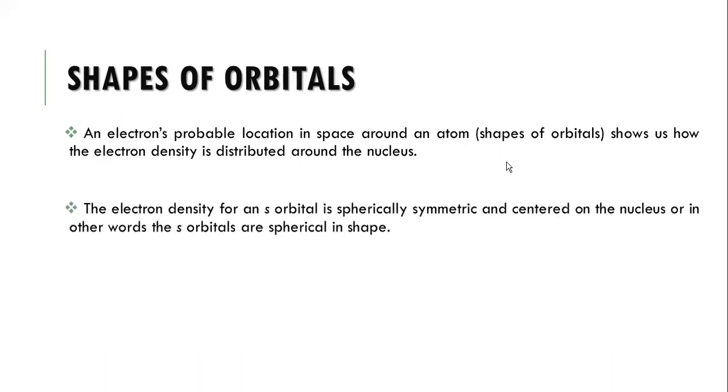So when we speak about that, we have different orbitals here. After you study electron configuration, you will have different types of orbitals. There are the s orbital, p orbital, d orbital, and the final one is the f orbital.